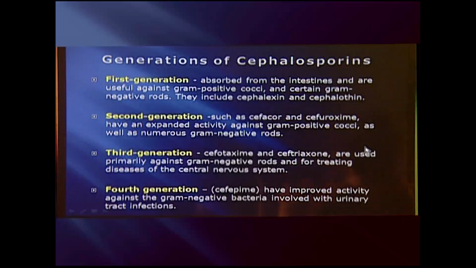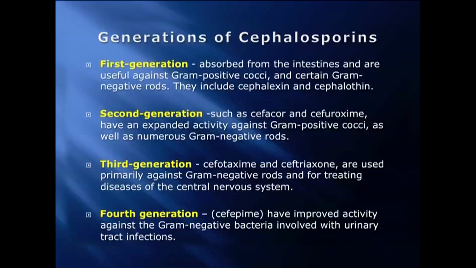There are different generations of cephalosporins. For example, we have the first generation of cephalosporin that came out early, and this is absorbed from the intestine, which is useful against gram-positive cocci and certain gram-negative rods only.